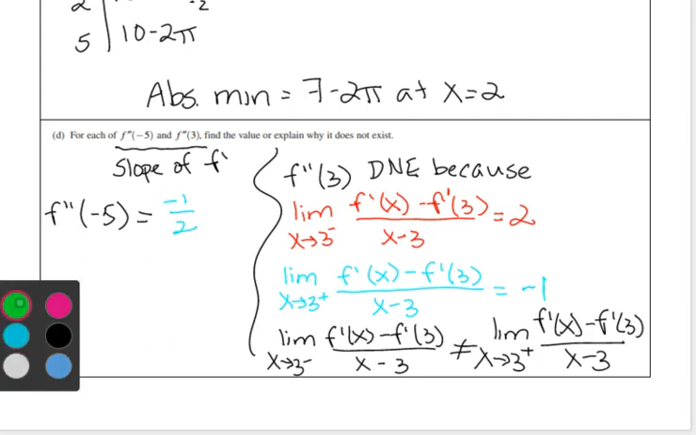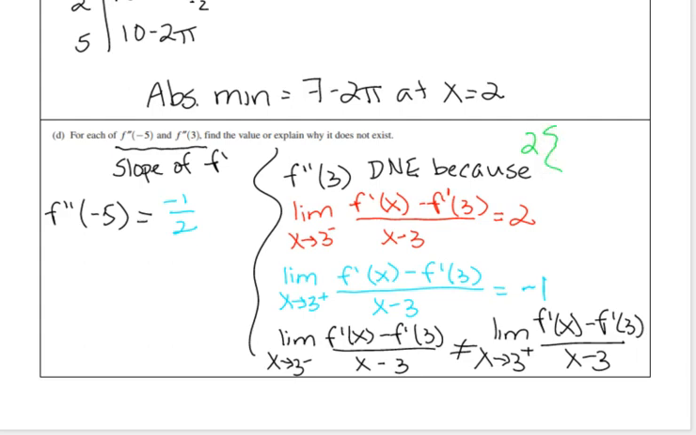In terms of points for this one, this was worth 2 points overall. So it was 1 point. That was a really bad bracket there. That's better. It was 1 point for finding f double prime of -5. And then it was 1 point for saying f double prime of 3 does not exist with an explanation.